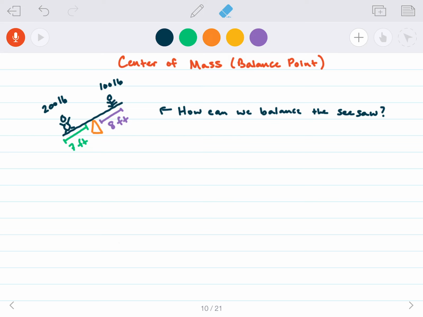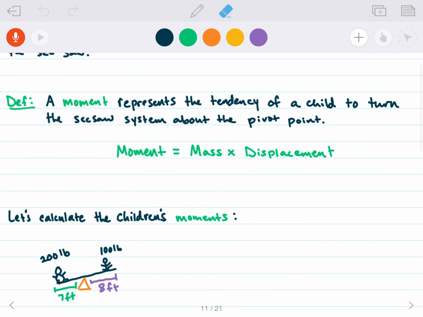And we have two children on this seesaw. One is pretty hefty, 200 pounds, and the other one is 100 pounds. This child is 7 feet away from the center, the pivot point, and this child is 8 feet away. And so, as you can probably guess, the seesaw is going to tip more to the left with this heavier child 7 feet away from the pivot point. And the question is, where do I have to put that pivot point so that the seesaw is level? That's what we're going to investigate here.